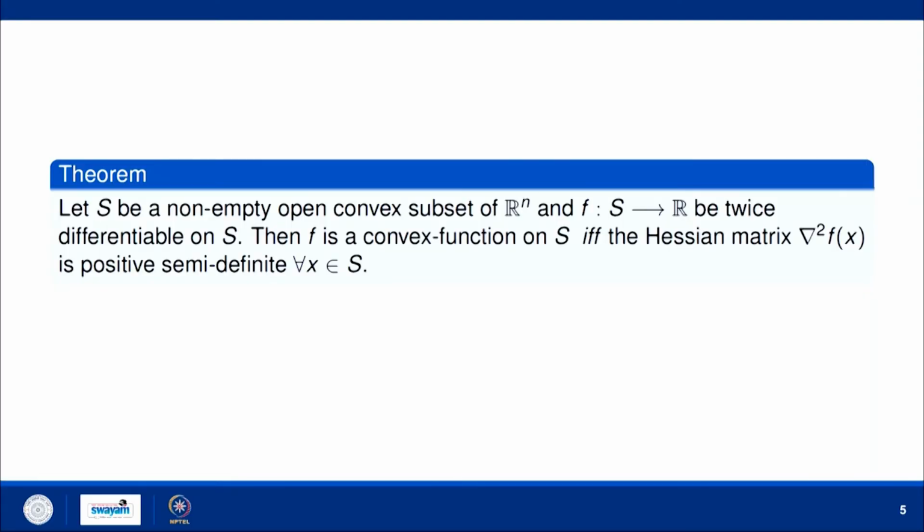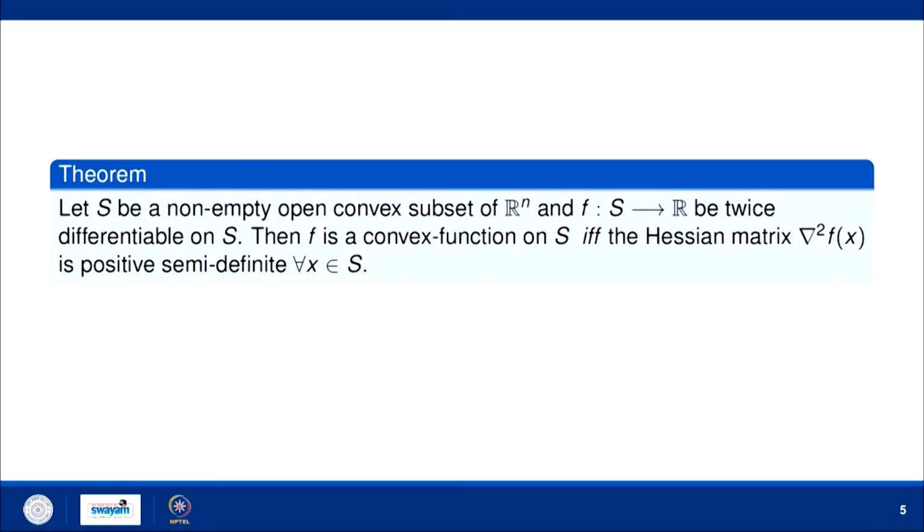Or the other way out is you multiply the matrix by minus 1 and check for positive semi definite or positive definite, that is quite easy. Okay. So, now let us come to the property of convex function.